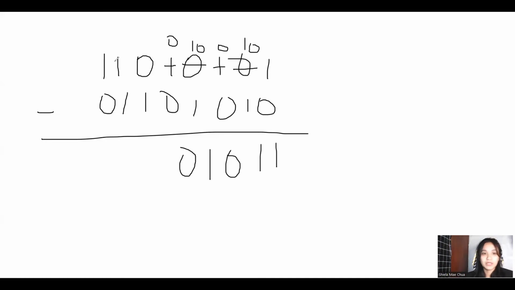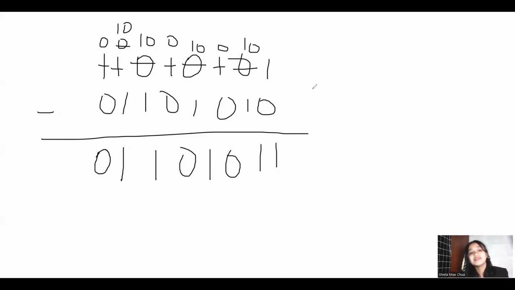0 minus 1 cannot be. We will borrow from the next column. So it will become 0 and it will become 1, 0. 1, 0 minus 1 is 1. We will borrow again from 1. It will become 0 and it will become 1, 0. 1, 0 minus 1 is 1. And 0 minus 0 is 0. So our answer is 0, 1, 1, 0, 1, 0, 1, 1. I hope you got the correct answer.